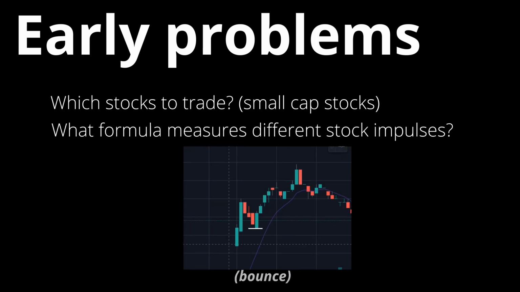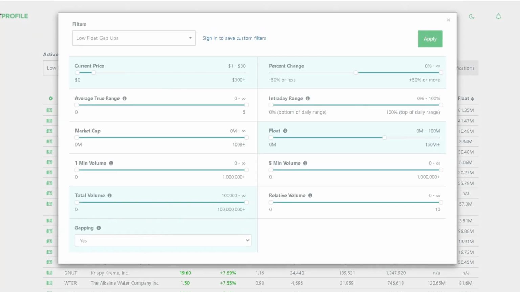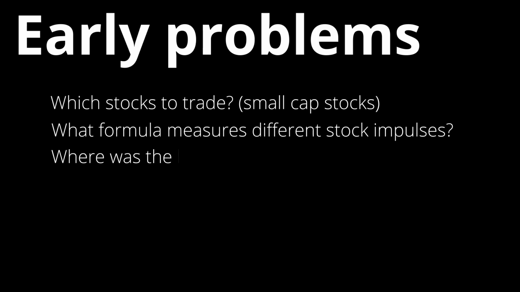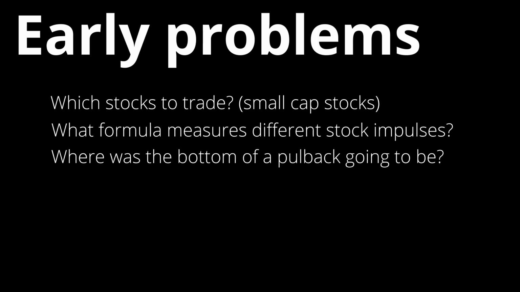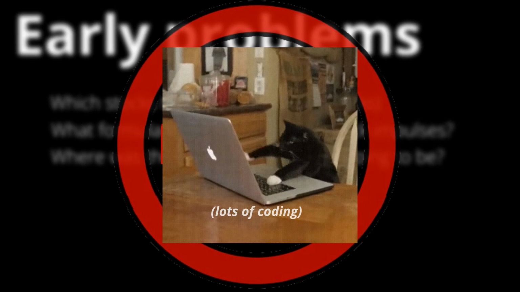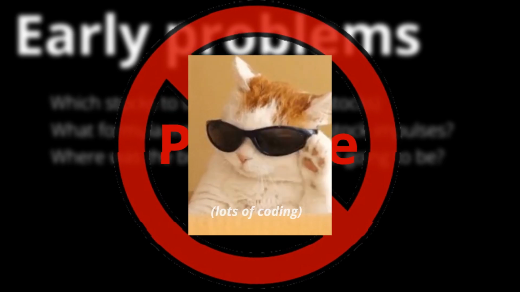And with that one problem solved, it really only left us with one more issue, and that was, where was the bottom of a pullback going to be? I can't really go into too much detail about how we solve this, but it does involve a custom tool that we created, and I've actually been using it in my own scalping intraday, and it's improved that as well.